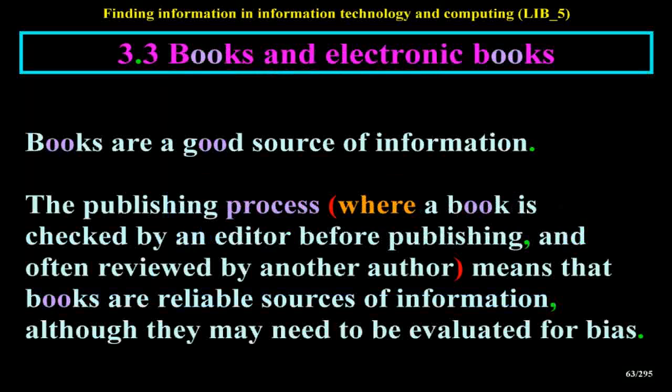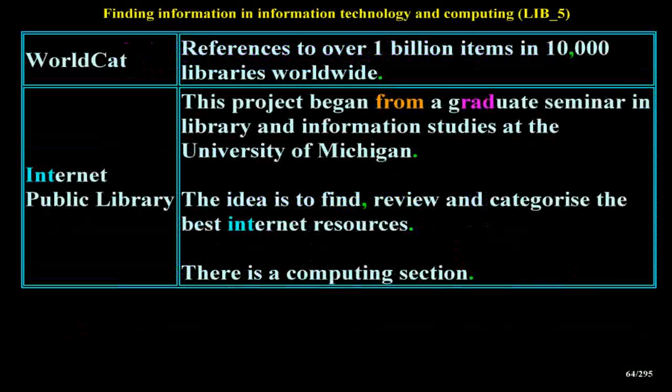3.3 Books and electronic books. Books are a good source of information. The publishing process, where a book is checked by an editor before publishing, and often reviewed by another author, means that books are reliable sources of information, although they may need to be evaluated for bias. WorldCat: references to over 1 billion items in 10,000 libraries worldwide.